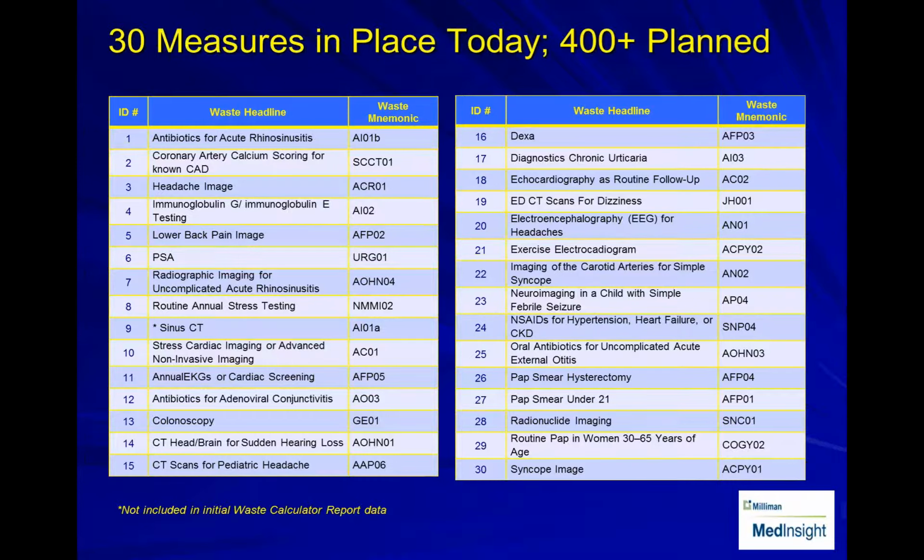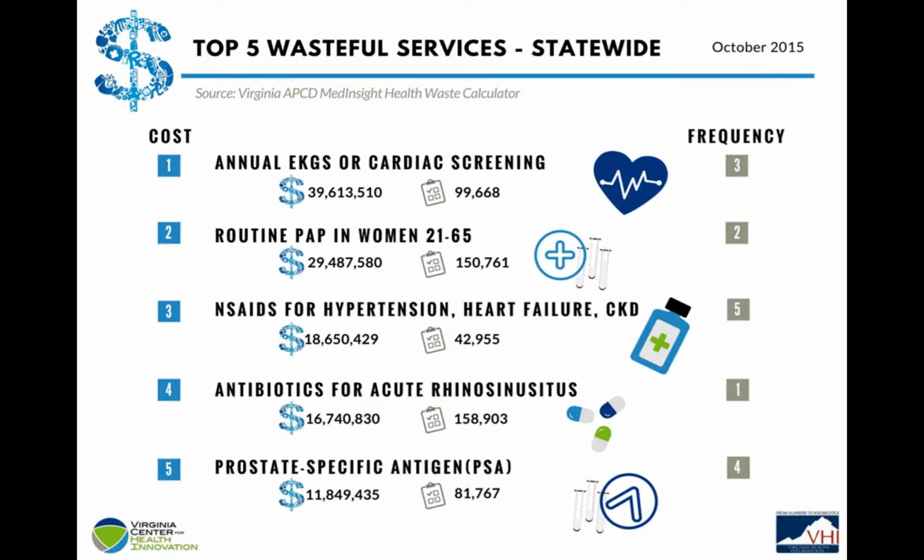So far, Milliman has coded 30 measures, and they're hoping to get to over 400. They've used it in practice. I haven't been involved in this, but they used it, for example, in the state of Virginia. Now, Virginia has something called an all-payer claims database, or, as you see at the top of the slide, an APCD. And what that allows them to do in the entire state of Virginia is look to see where the waste is in the system, and then they quantified that. So, for example, there was almost $40 million that they were spending in Virginia on annual EKGs or cardiac screenings in people for whom they thought that was wasteful.